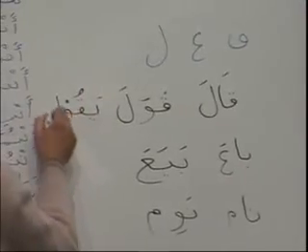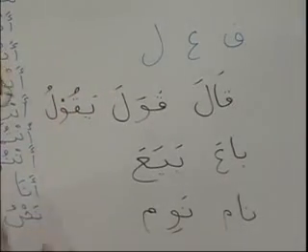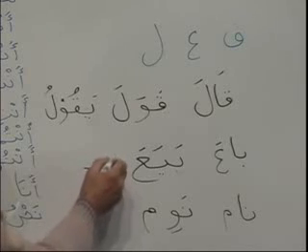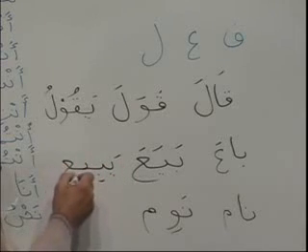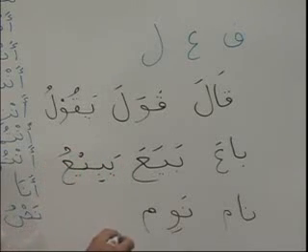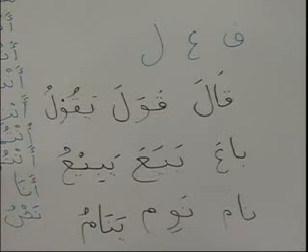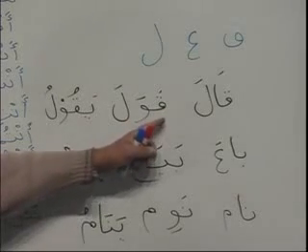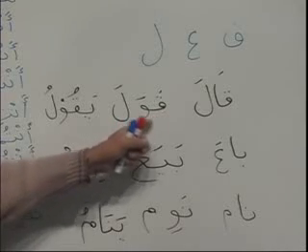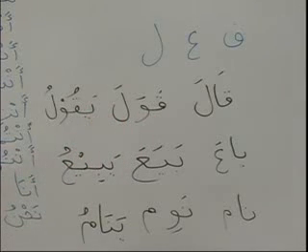Yakulu. Ba'a becomes yabi'u. And nama becomes yanamu. Are you with me, brothers and sisters? Okay? Now the thing is, originally yakulu, kavala yakulu is bab nasara.